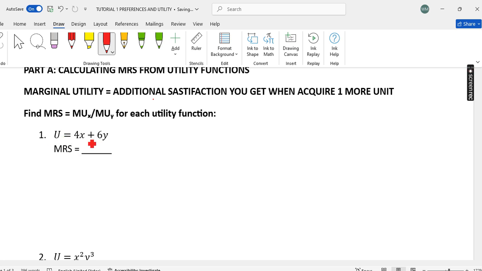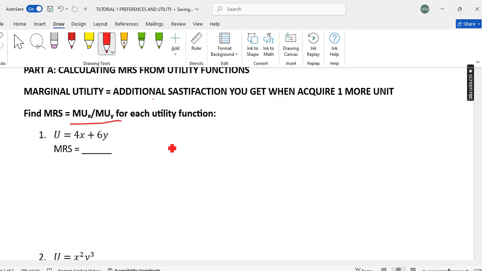So the formula for the marginal rate of substitution here is the marginal utility of x over the marginal utility of y. Here we're dealing with partial derivatives, colleagues. So I'm going to illustrate to you how these partial derivatives work. We have this utility function here.